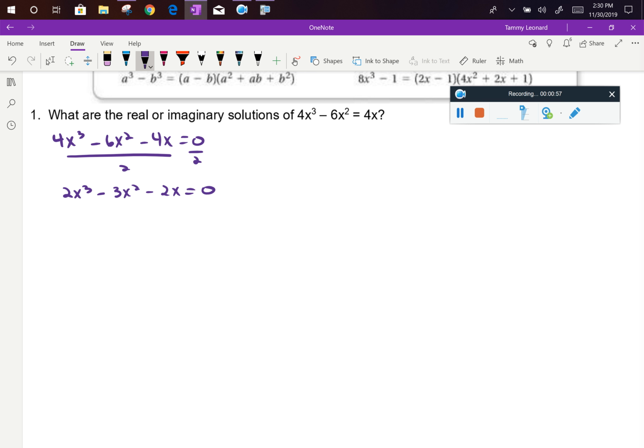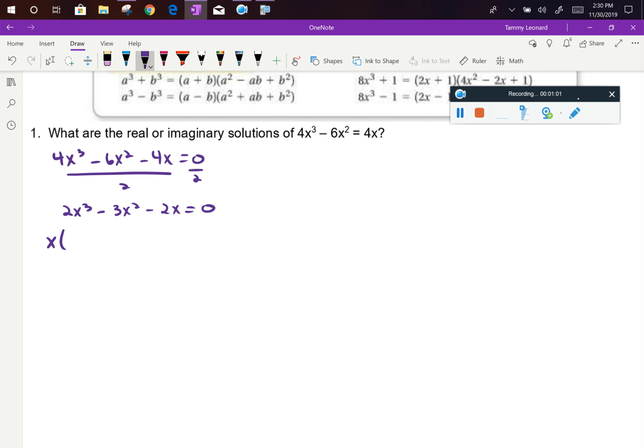But I do still notice that each of these terms has an x involved. So I'm going to start by factoring out that x. So I have x times 2x squared minus 3x minus 2 is equal to 0. Using the zero product property that you know from back in Unit 4, you now know that either x equals 0 or 2x squared minus 3x minus 2 equals 0. Well, x equals 0 is simple. That's one of our real solutions. We know x could be equal to 0, so we found one solution.